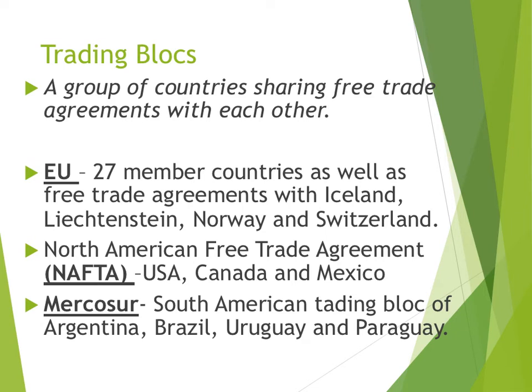So we talked about customs union earlier, and then we have something that's called a trading bloc. A trading bloc is a group of countries sharing free trade agreements with each other. So we see the EU is one that we're obviously part of, and it's a big one: 27 member countries, as well as free trade agreements with Iceland, Liechtenstein, Norway and Switzerland. We also have certain free trade agreements with Canada on physical goods, so not services, but physical goods, things that you can hold in your hand.